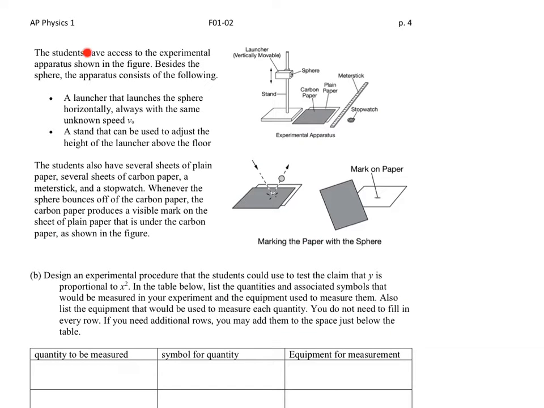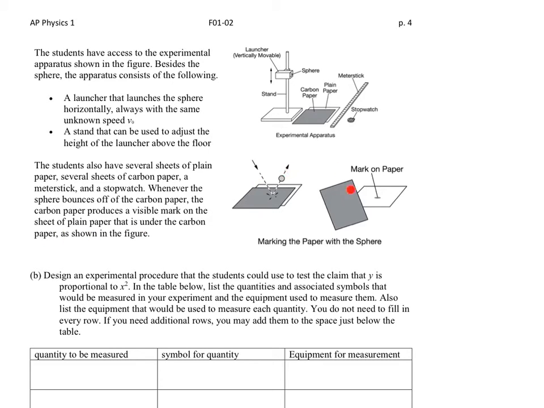Part B. The students have access to the experimental apparatus shown in the figure. Besides the sphere, the apparatus consists of the following: a launcher that launches the sphere horizontally, always with the same unknown speed v0, and a stand that can be used to adjust the height of the launcher above the floor. The students also have sheets of plain paper, several sheets of carbon paper, a meter stick, and a stopwatch. Whenever the sphere bounces off of the carbon paper it produces a visible mark on the sheet of plain paper that is under the carbon paper as shown in the figure.